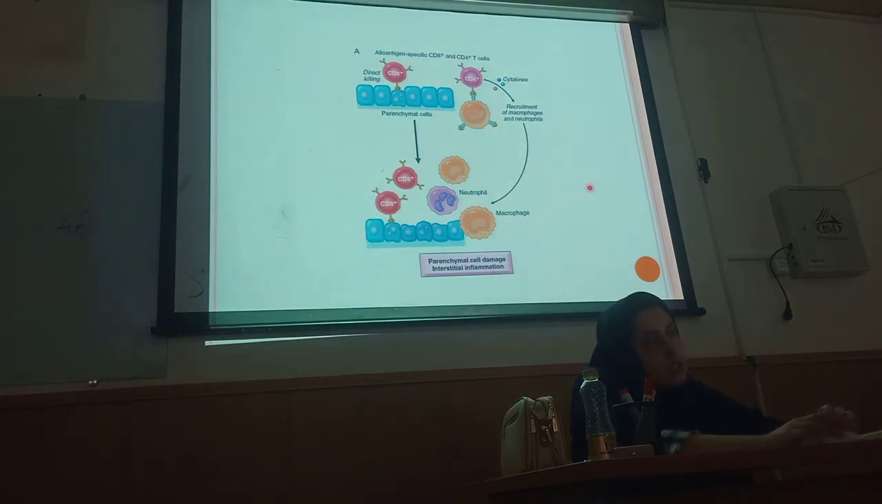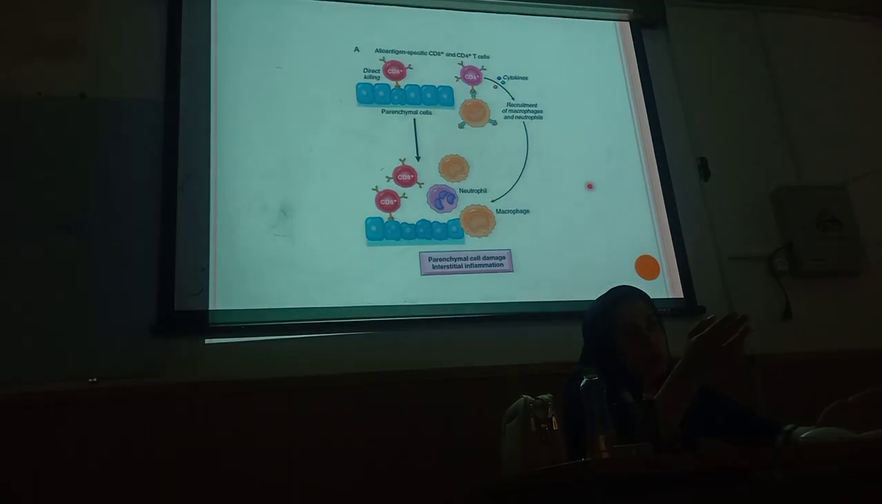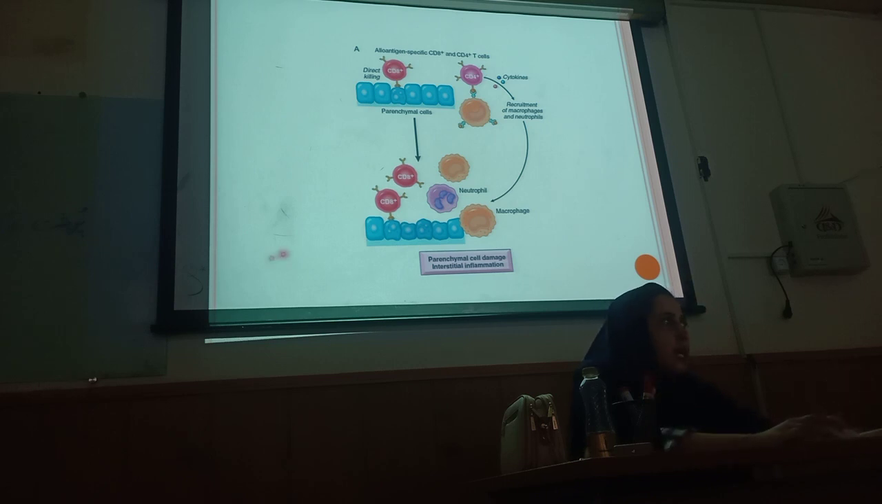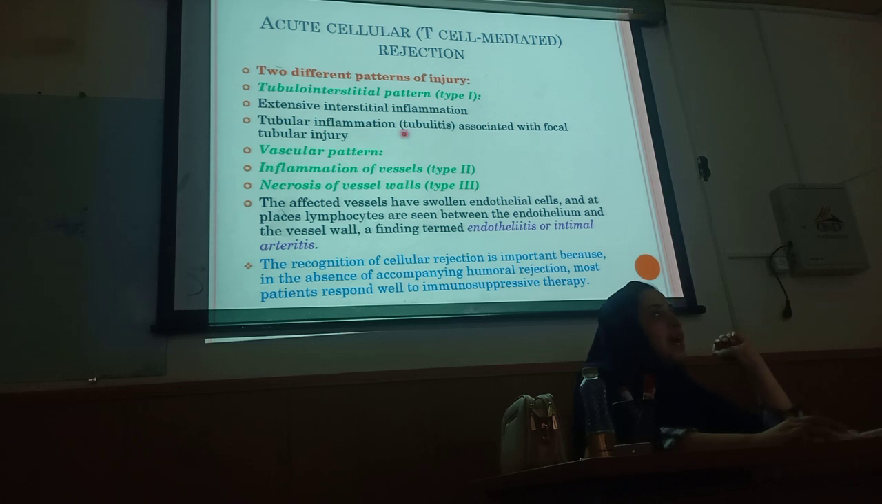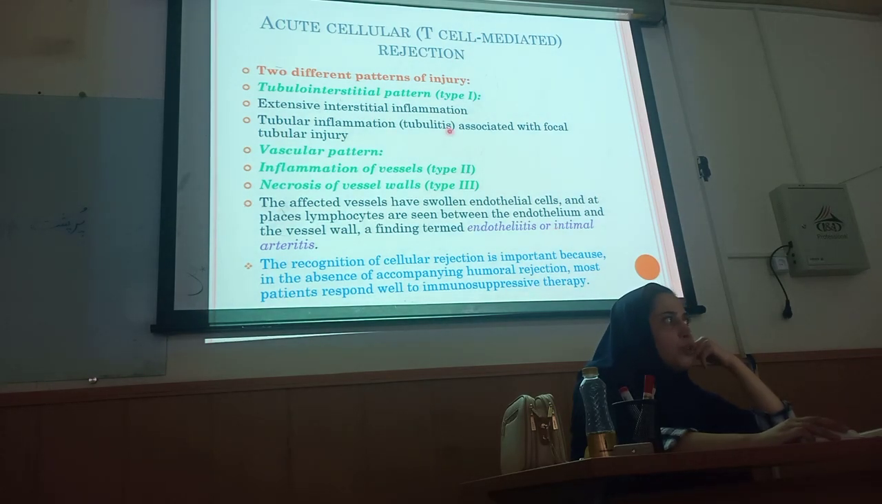You can completely match the HLA only in identical twins, but it's very difficult to find two people who are HLA matched. So in all grafts there will be some mismatch. As I said, acute cellular rejection is T cell mediated. It may affect tubulointerstitial tissue or vascular tissue, and in vascular tissue it may cause inflammation or necrosis.